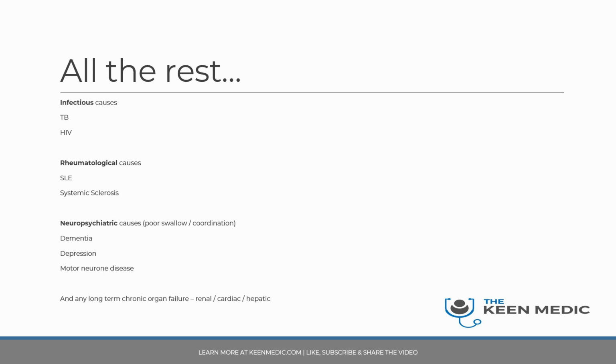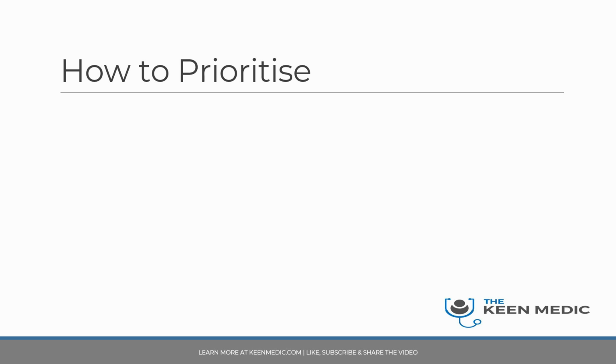All right, and any long-term conditions basically that can cause organ failure, like renal, cardiac, or hepatic. Of course, all these can cause weight gain in the form of fluid retention, but they can also cause weight loss and cachexia over time if they're not in acute decompensation. Okay, so this is how you should prioritize.